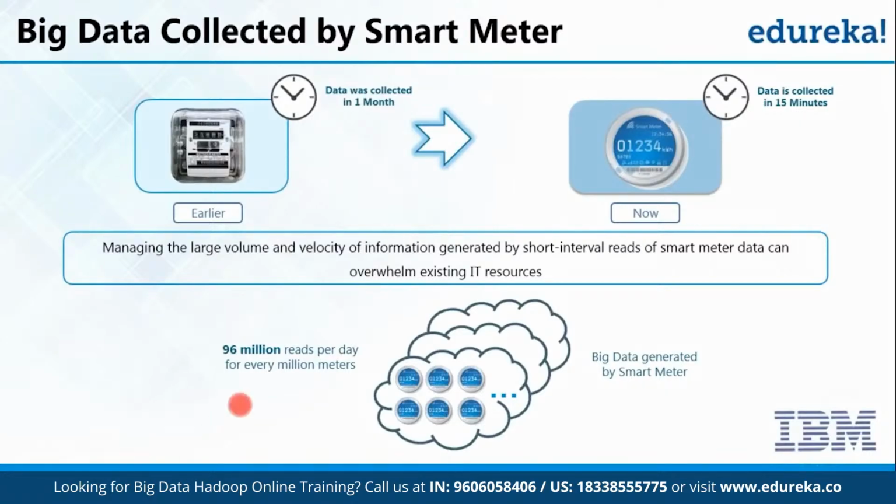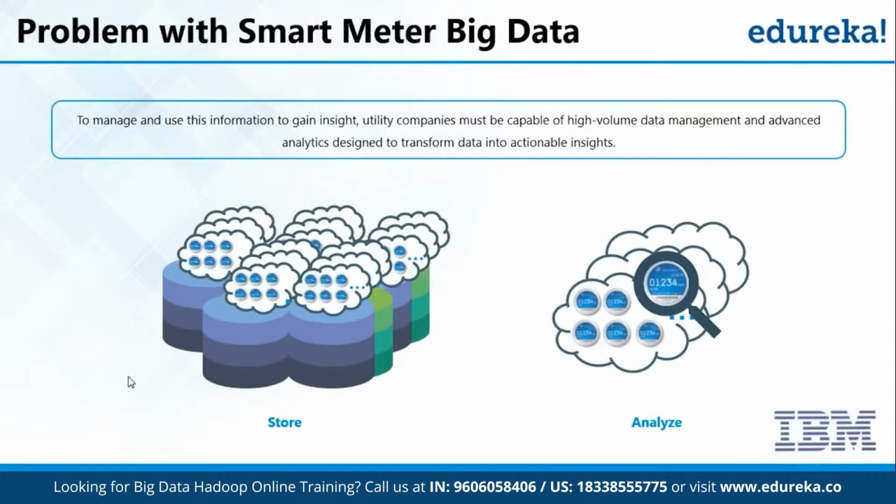So we have some stats here which say that we have 96 million reads per day for every million meters, which is pretty huge. The amount of data that is generated is pretty huge. Now IBM realized that the data they're generating is very important for them to gain something from, so they need to analyze this data. They realized that big data analytics can solve a lot of problems and they can get better business insight through that. So let us move forward and see what type of analysis they did on that data.